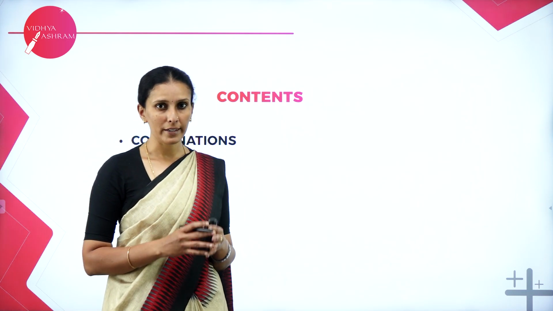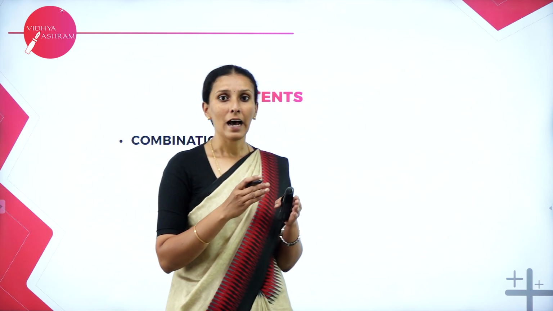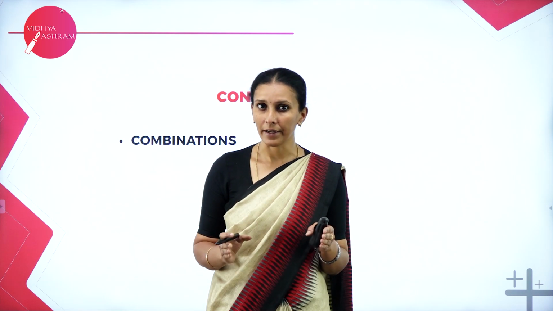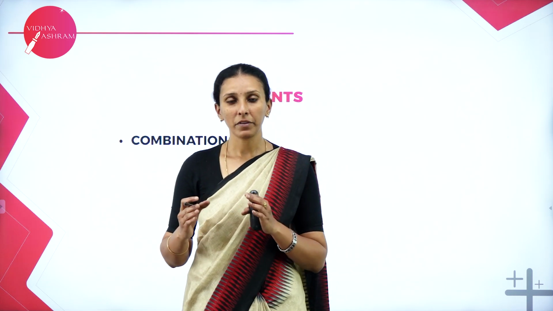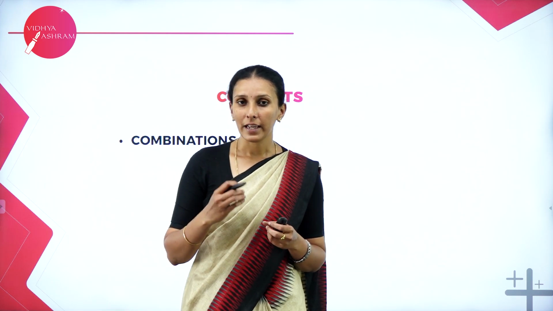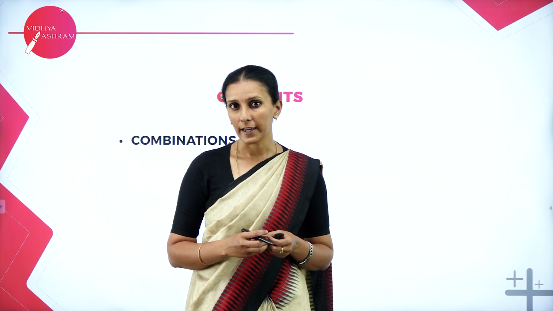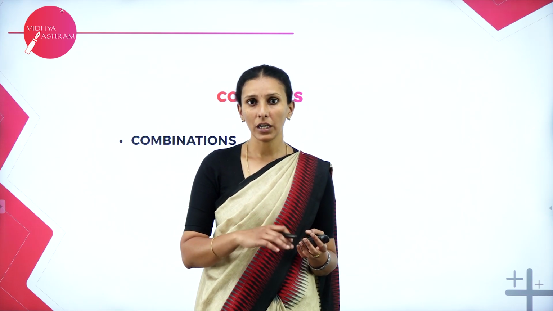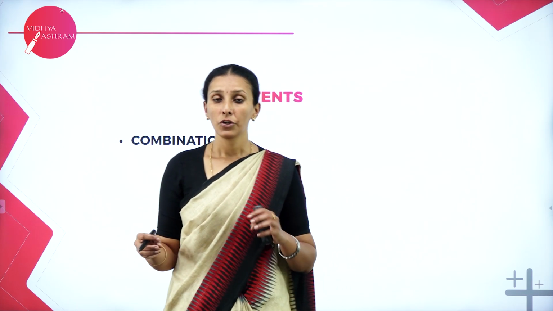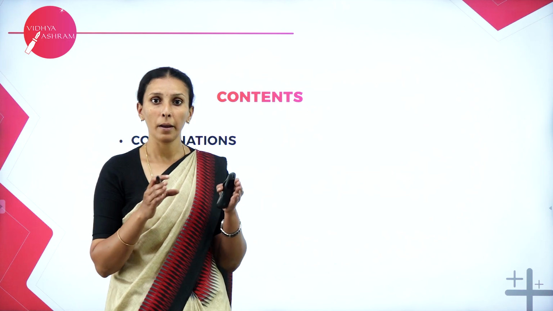Let me take one more example here. In a class, arrange the boys according to their height. So we have to arrange in one particular way. But the same thing if I say choose any 3 boys out of 10 boys inside the classroom, the choosing can happen in any way. So here the order doesn't matter, whereas in permutation, order matters.